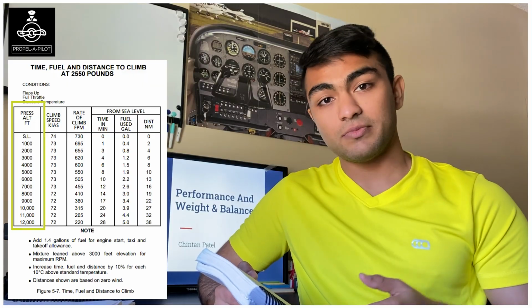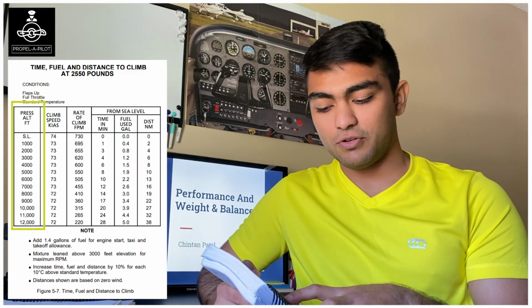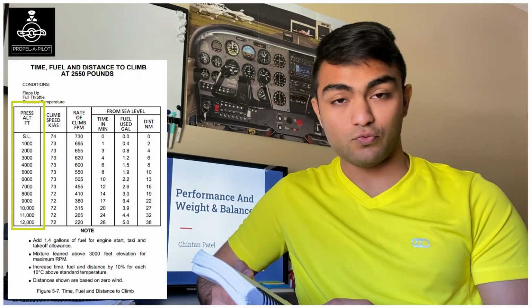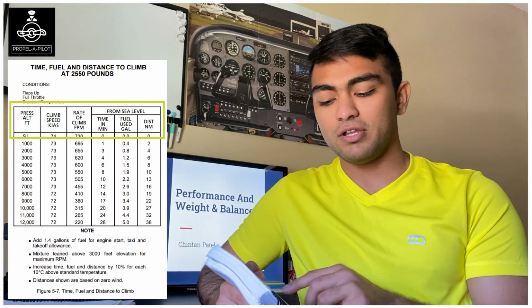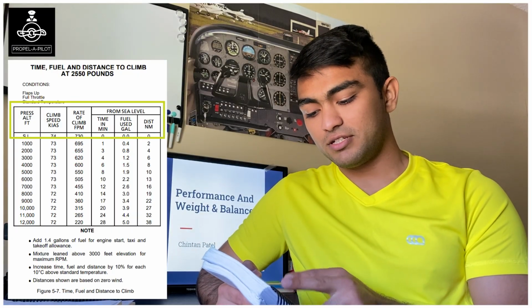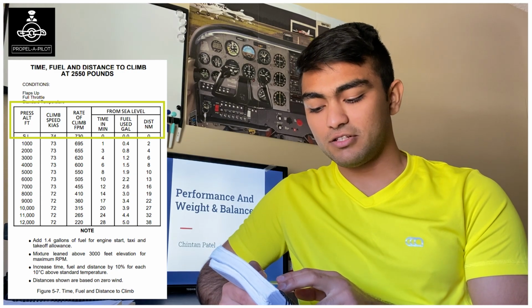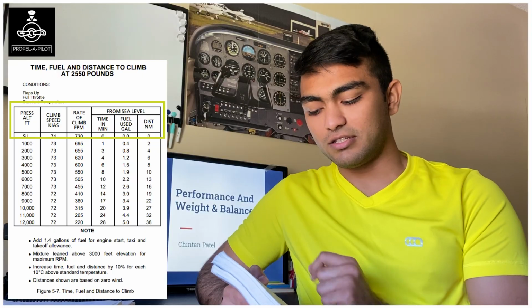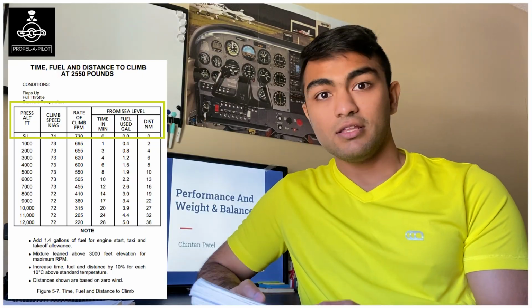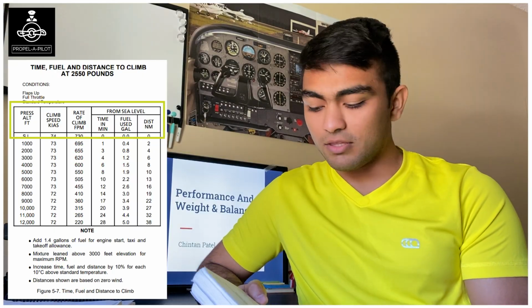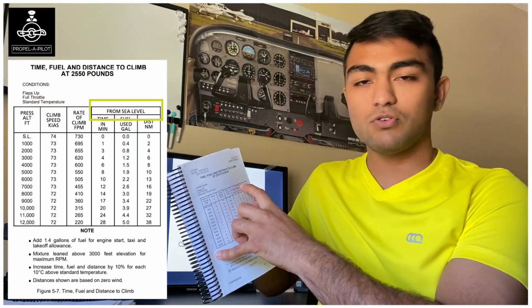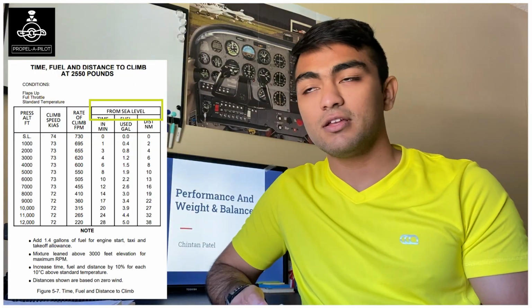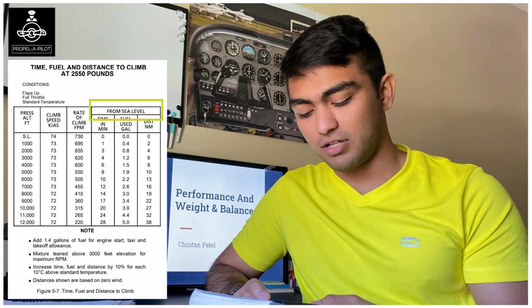The left column is talking about pressure altitude in feet from sea level all the way up to 12,000, and the top row says pressure altitude, temperature, climb speed in knots indicated airspeed, rate of climb in feet per minute, and from sea level time, fuel and distance to climb. This is very important. From sea level is what is usually overlooked in the beginning part of our training.